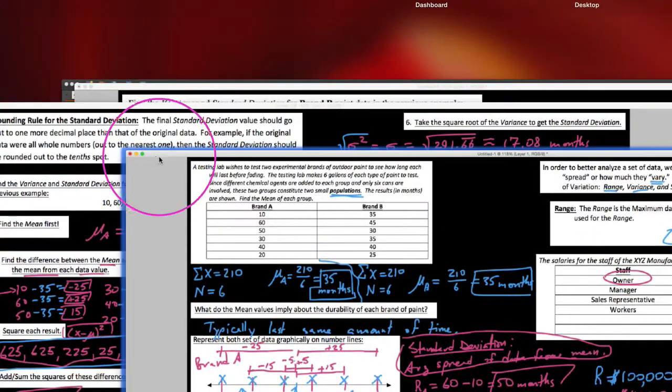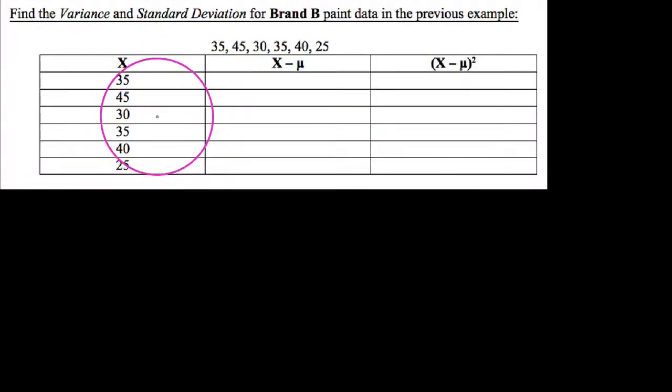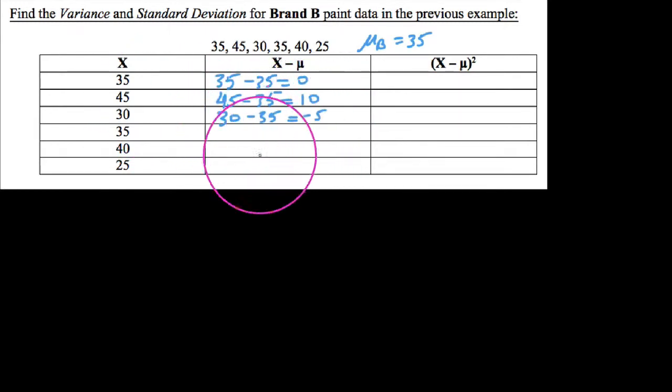So we are going to do this again for brand B, but I'm going to do it a little bit more quickly this time. Again, the mean is what we need to calculate first, and we said the mean of brand B was 35. So 35 minus 35 gives 0. 45, our datum minus the mean, is 10, so that must be 10 months above average. 30 minus 35 gives us negative 5, so 5 months below average. 35 minus 35, of course, is 0. Next, 40 is 5 months above the average, so we get a positive 5 here. And 25 months is below average, 10 months below average.